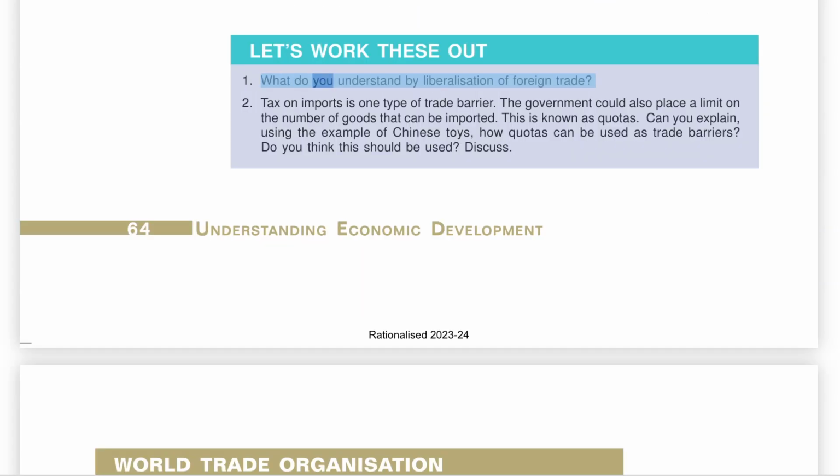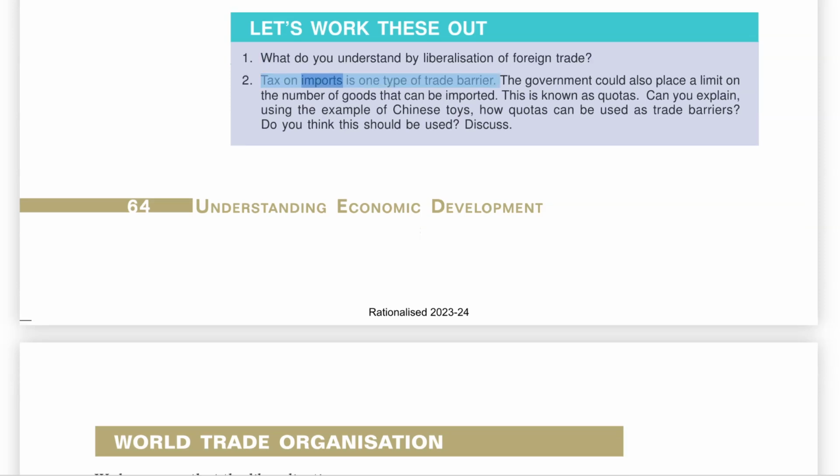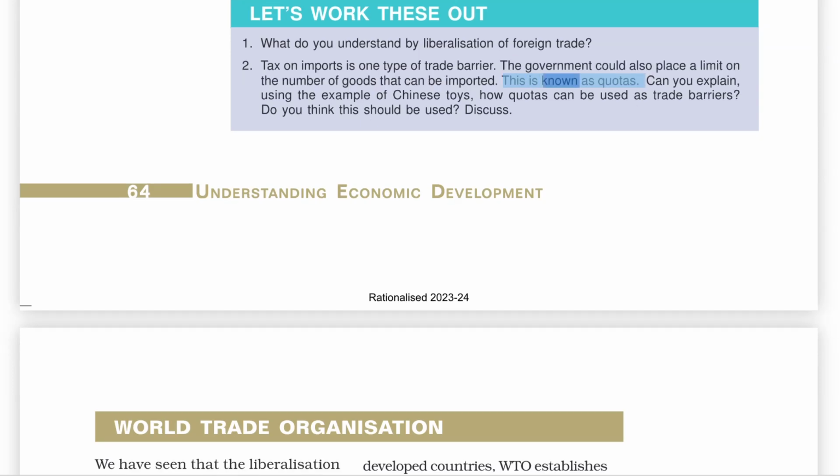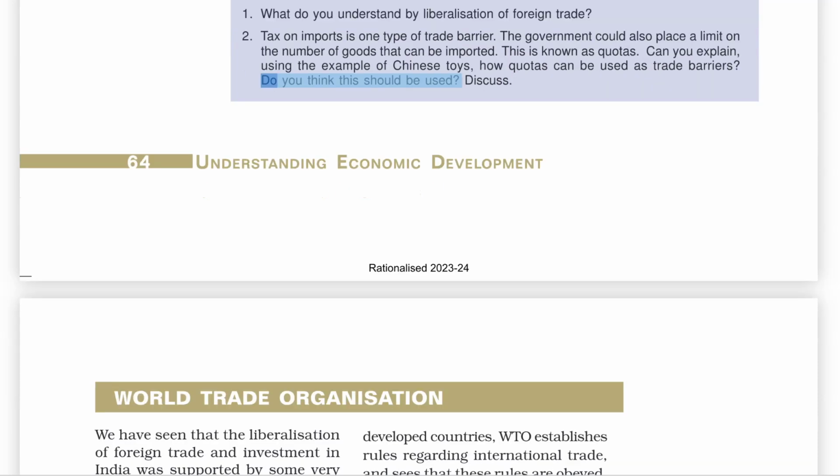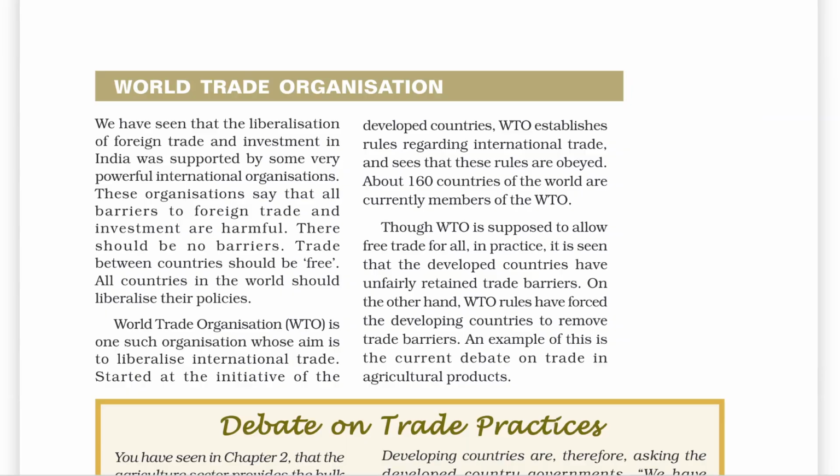1. What do you understand by liberalization of foreign trade? 2. Tax on imports is one type of trade barrier. The government could also place a limit on the number of goods that can be imported. This is known as quotas. Can you explain, using the example of Chinese toys, how quotas can be used as trade barriers? Do you think this should be used? Discuss. Let's work these out.